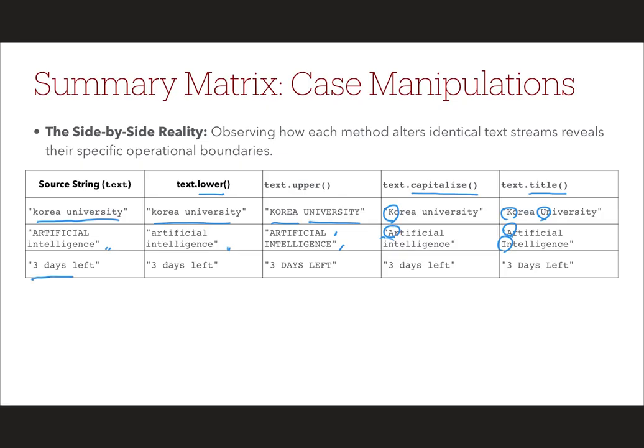Here, "3 days left" is given. Then when I call the lower function, you get this. If you call the upper function, you get this. If I call capitalize, the first letter of the sentence is 3, not D, so this is what is given from the capitalize function. If I call title, then D and L will be changed to uppercase.